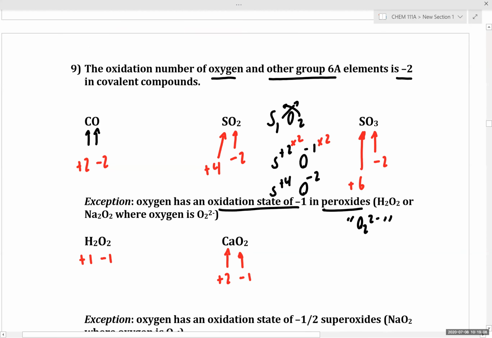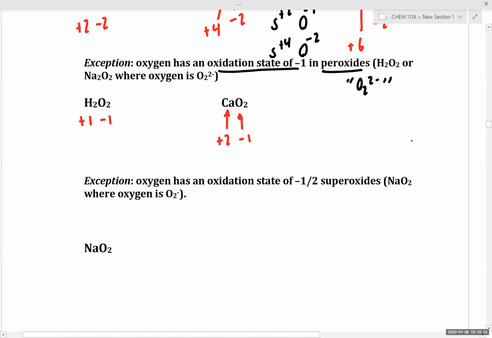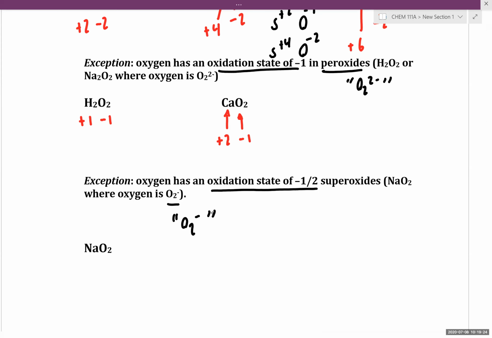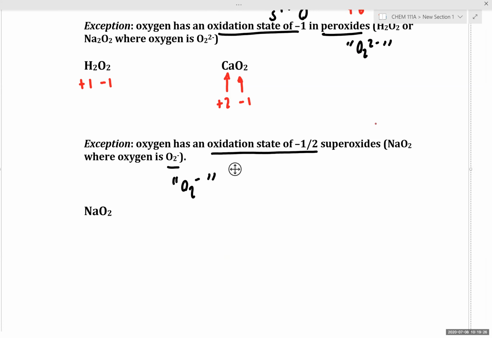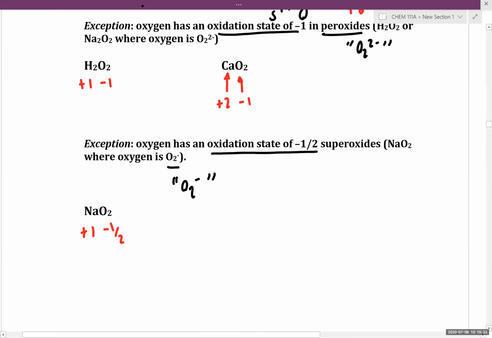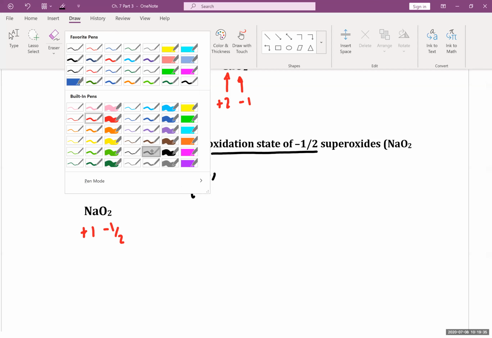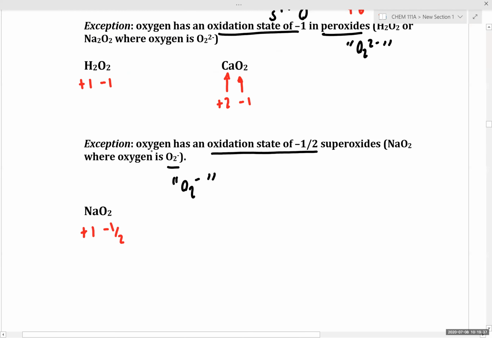So continuing on, there's one other exception. Oxygen has an oxidation state of -1/2 in what are known as superoxides, where oxygen is written as O2-. So in this case, for example, sodium superoxide, sodium has a +1 oxidation number, oxygen has a -1/2 oxidation number. Okay, so let's keep going now.